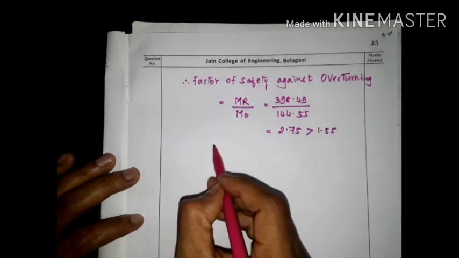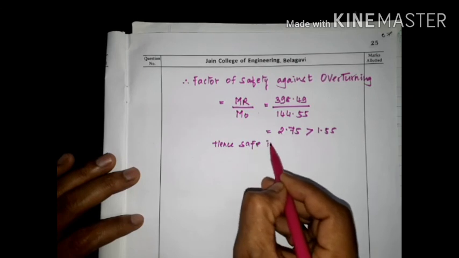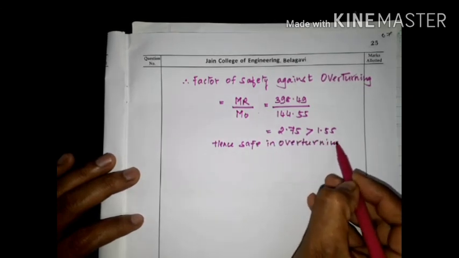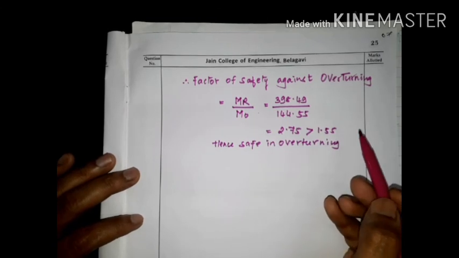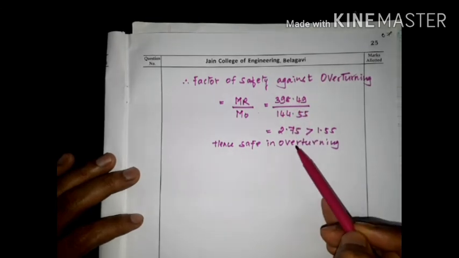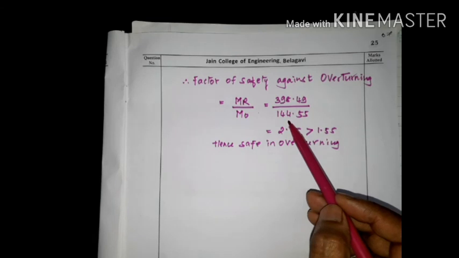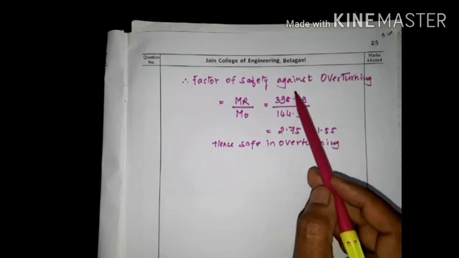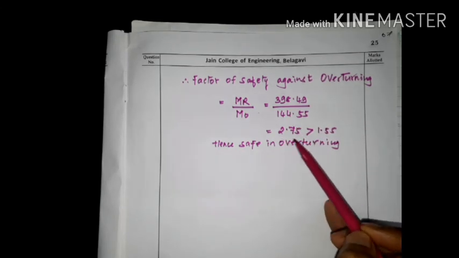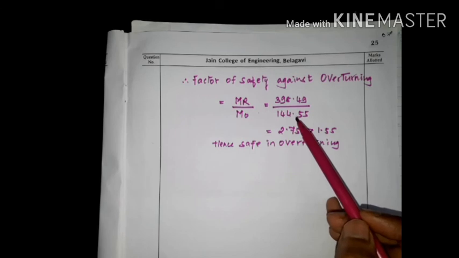So I can write, hence safe in overturning. What does it mean? The value of resisting moment is more than 2.75 times the overturning moment. Are you getting it? That means our wall is safe in overturning.